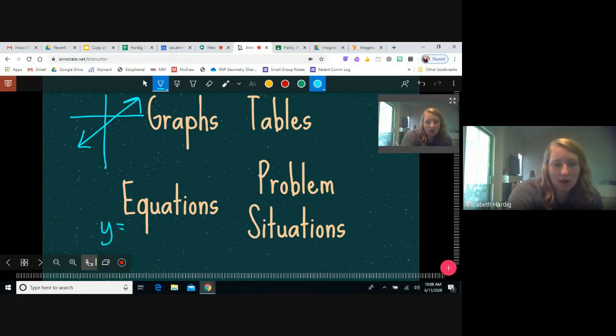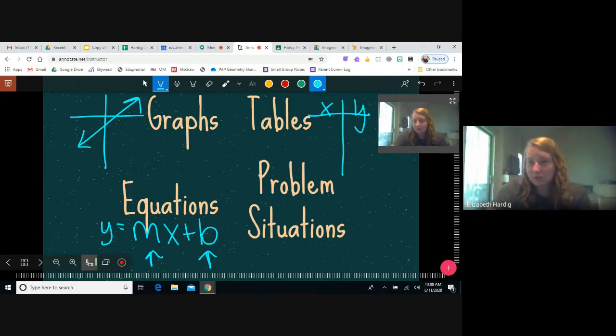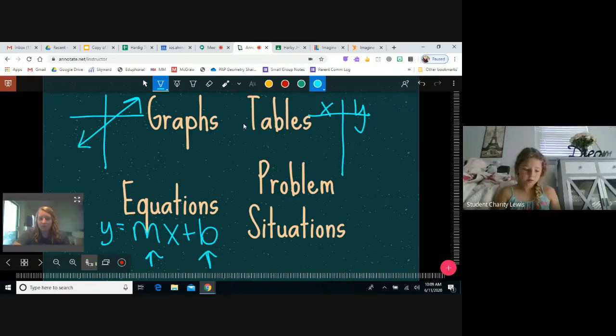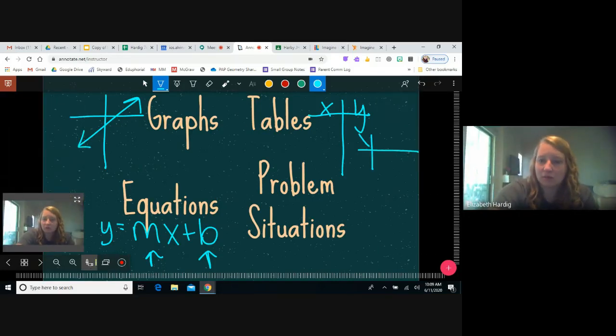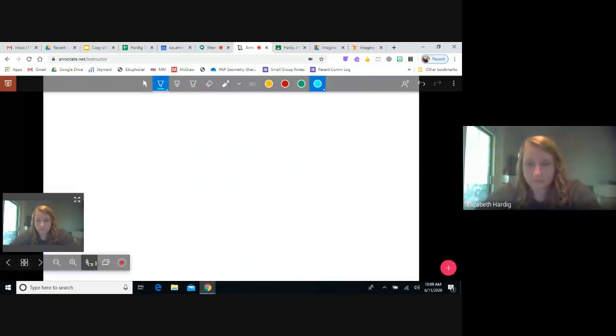All right, and then we can represent it with equations, which is that equation that we just talked about. So that's going to be our y equals mx plus b. So remember, this is combining multiplicative and additive. We have our tables. Does it always have to be straight up and down? No, it could be side by side, or top and bottom. It could also look like this. Good. And then our problem situations, these are just our word problems. So we can represent linear relationships in 4 different ways.